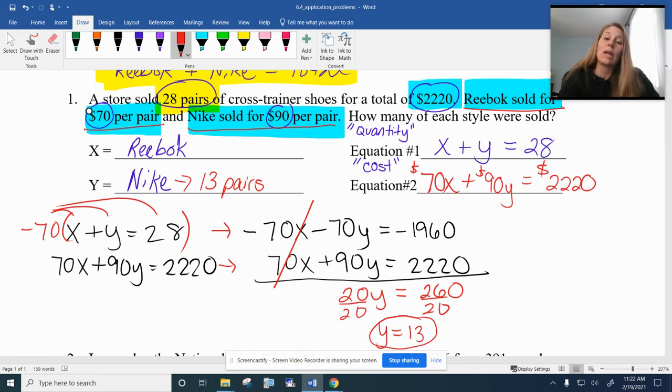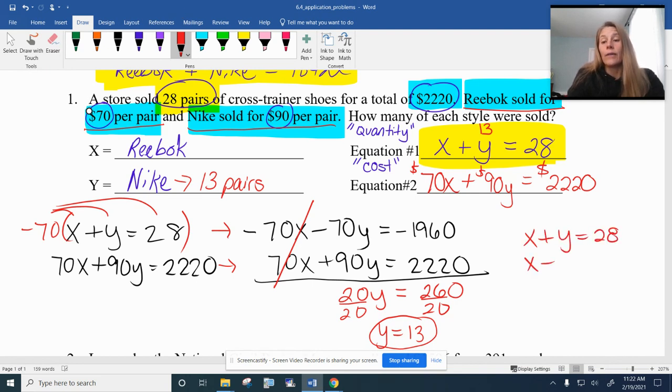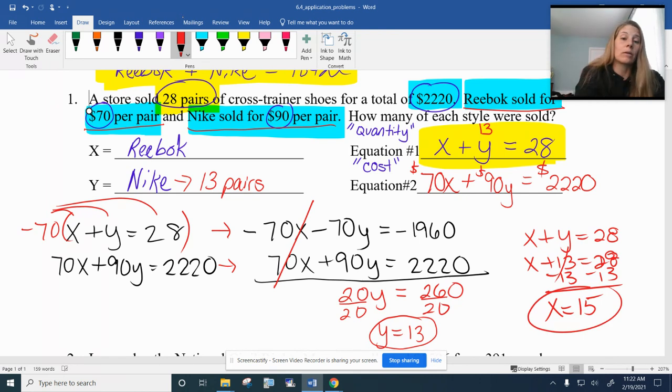So now that we know how many Nike shoes we sold, if we go back up to our original problem and use one of these equations, and usually this quantity equation is going to be the easiest one. If I have x amount of Reeboks plus 13 pairs of Nikes, and that's a total of 28, how many Reeboks were sold? Well, all I have to do is subtract the 13 pairs of Nikes from the total, and I'm left with 15, right?